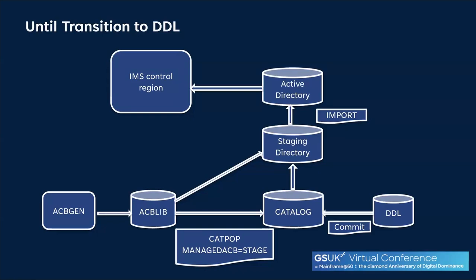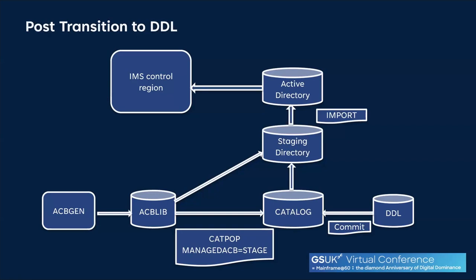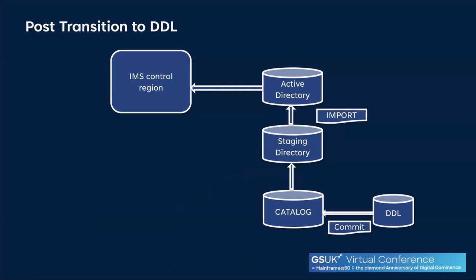Once you are satisfied, now it's time to activate it. So you will run the import command that will move your changes from the staging directory to the active directory, and eventually refresh in the IMS control region. In place of import, you can also use BMC Delta products to activate the changes in the IMS control region. But at some point, when you complete the transition and DDL is the only option, in that case, this portion is going to go away.